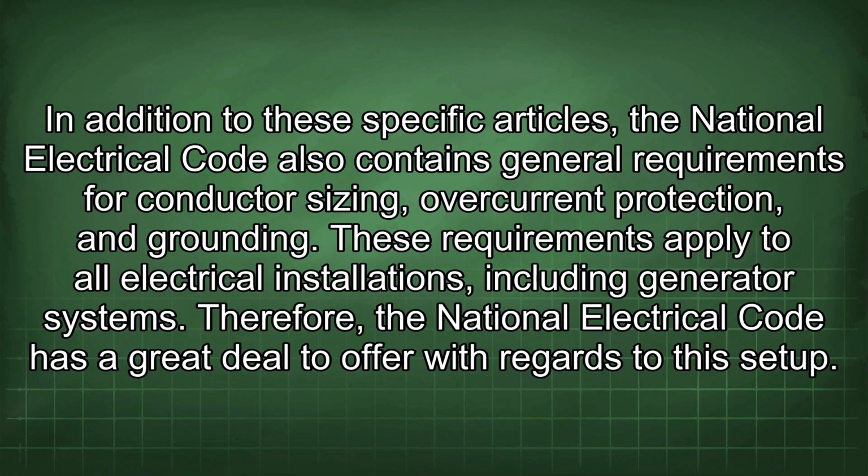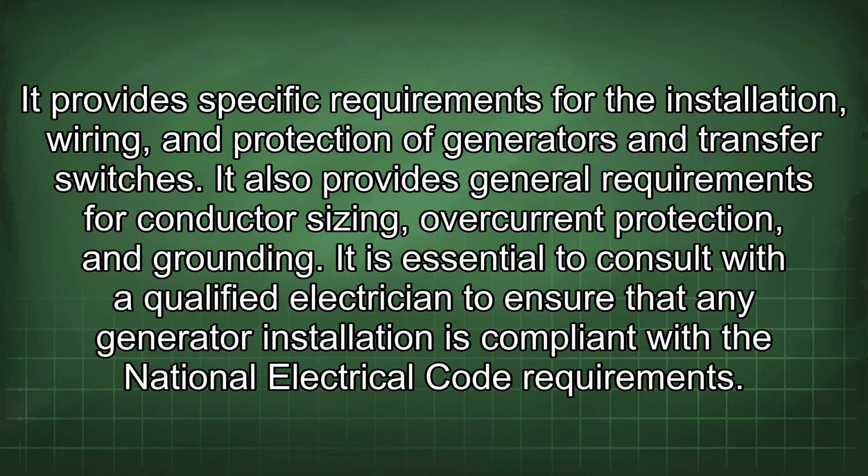In addition to these specific articles, the National Electrical Code also contains general requirements for conductor sizing, overcurrent protection, and grounding. These requirements apply to all electrical installations, including generator systems. Therefore, the National Electrical Code has a great deal to offer with regards to this setup. It provides specific requirements for the installation, wiring, and protection of generators and transfer switches. It also provides general requirements for conductor sizing, overcurrent protection, and grounding.